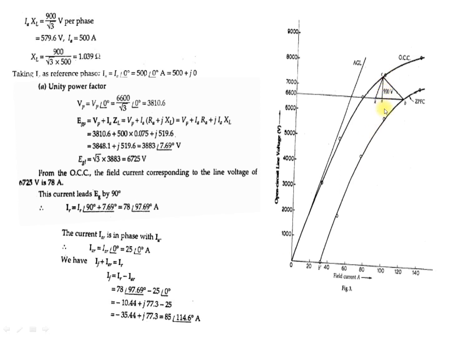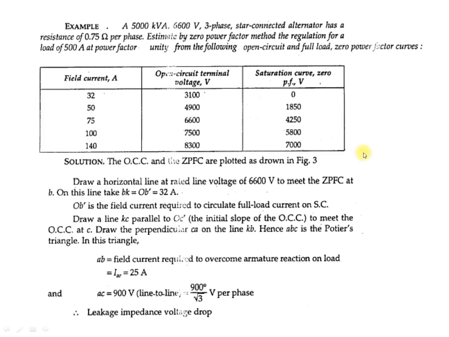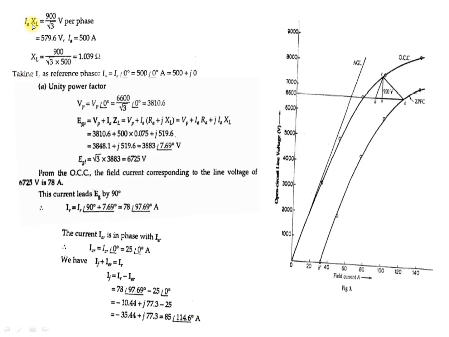So that particular distance has been given as 900 volts, which is the data taken from this graph itself. That is going to be the line to line voltage. Since we need the per phase values, we need to divide this line to line voltage by root 3. So 900 divided by root 3 will be the value of the armature leakage reactance drop.